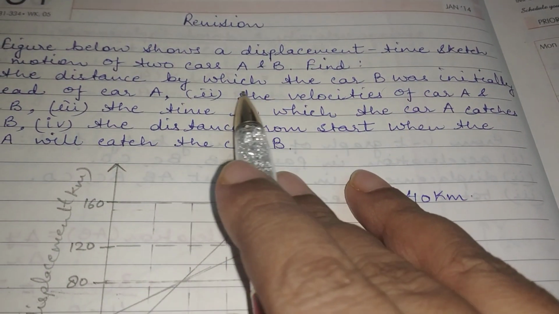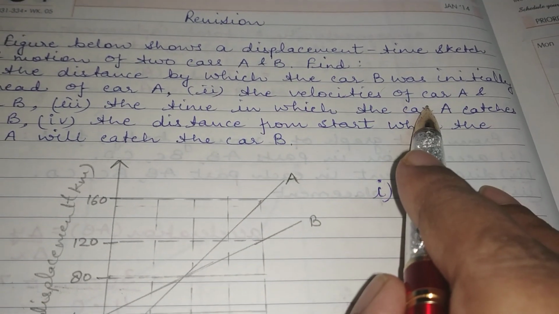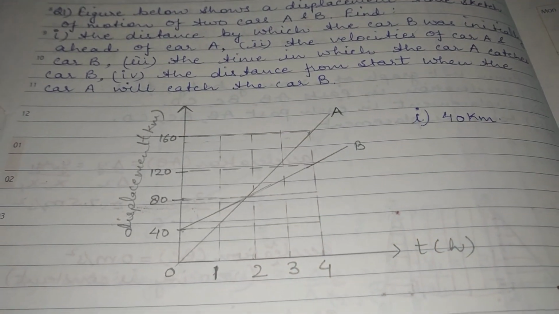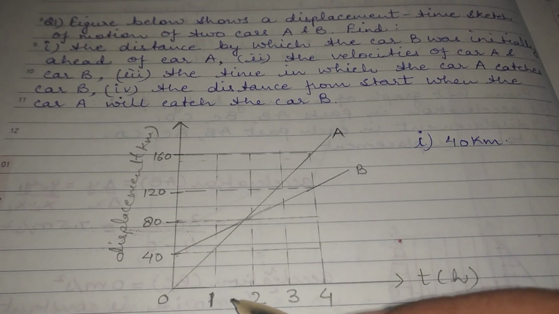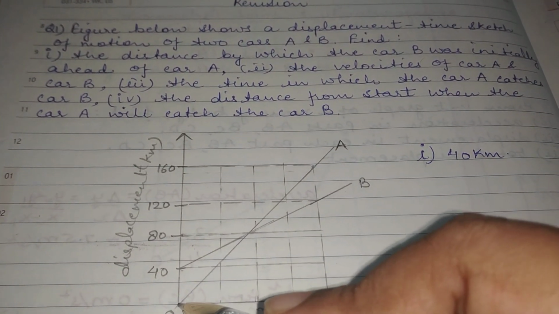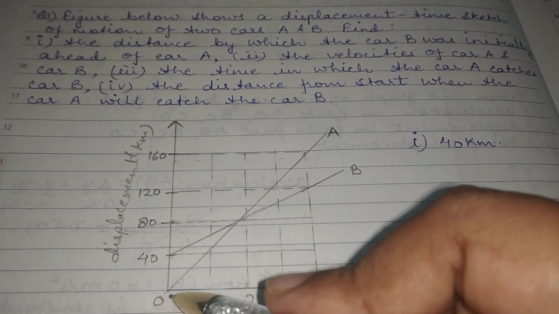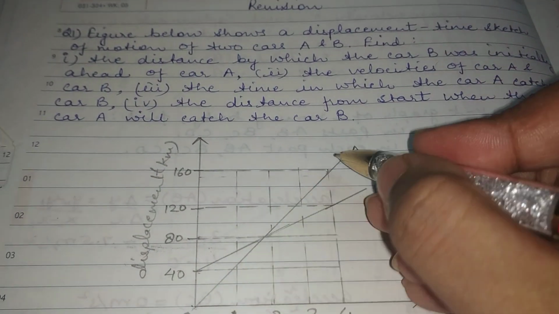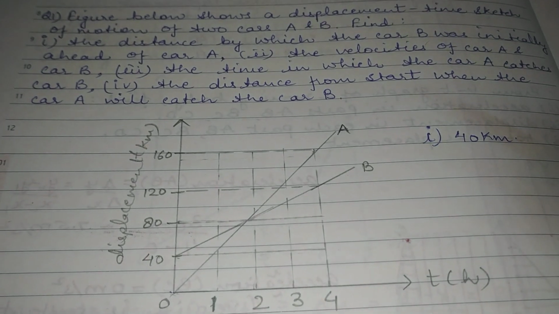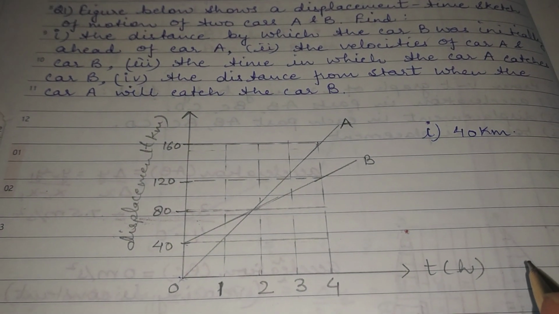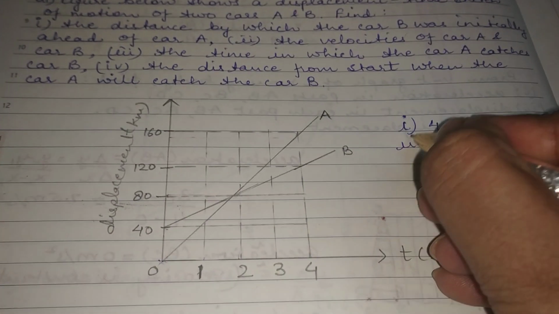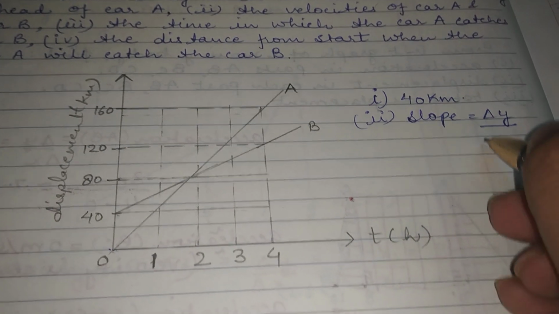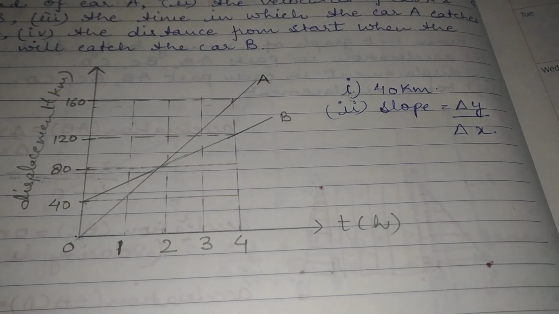Second part. Now you have to find the velocities of car A and car B. How do you find velocity from a displacement time graph? You find the slope. Okay? So if it is the initial position of the car and this is the final position of the car, how much is the change? How do you find velocity, by the way, children, from a displacement time graph? You have to find out slope. So slope is equal to change in the y-axis upon change in the x-axis, right?